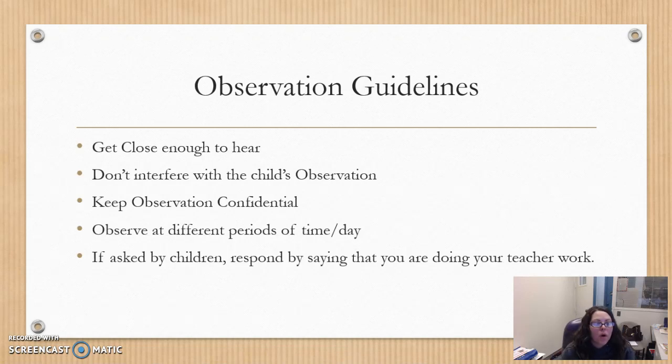So before I introduce the detailed descriptions of what makes something a running record, I want to just reiterate and go back over some guidelines for observing. So when you are out observing your child and doing some of these observations, you want to remember to be close enough to hear them. So be in your hearing field of the child.